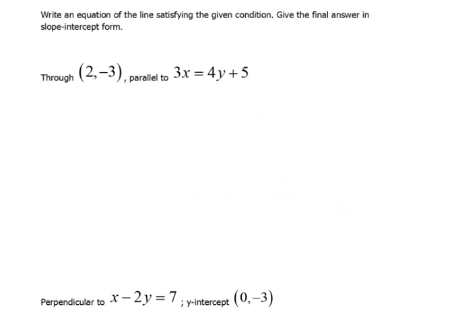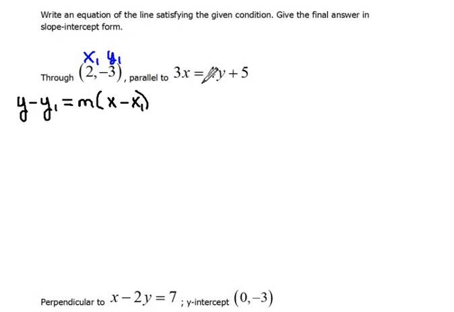Okay, let's try a problem here. This one says, write an equation of a line satisfying the given condition and give the final answer in slope-intercept form. So we're supposed to write the equation of a line. Very important. We know if we're writing the equation of a line that we have to use this formula: y minus y1 equals m times x minus x1. Now we're going through the point (2, -3). So they've given us a point, that's our x1, y1, but we need a slope.